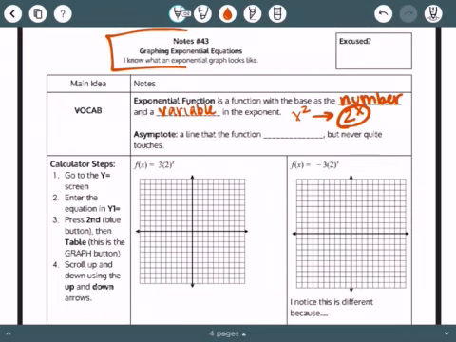And then the other word that we're going to need to know is the word asymptote, a line that the function approaches but never touches. Right? So it gets really close but never touches it.